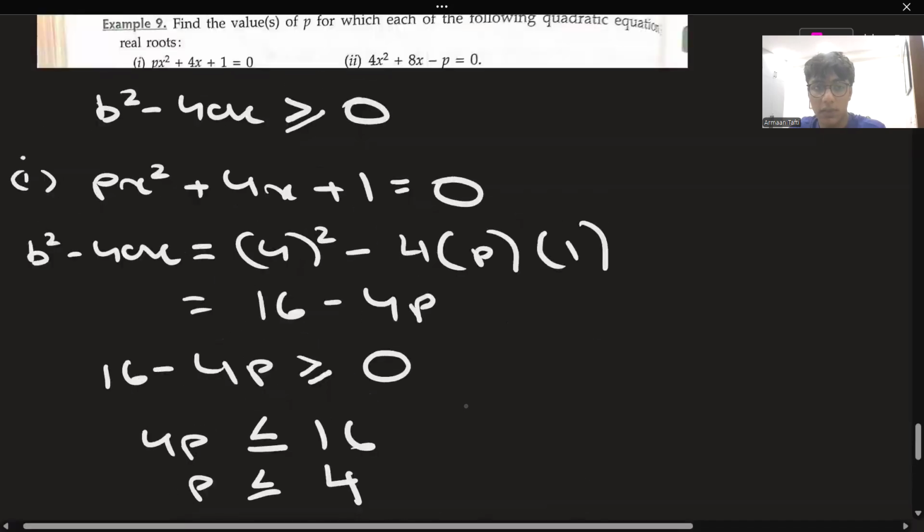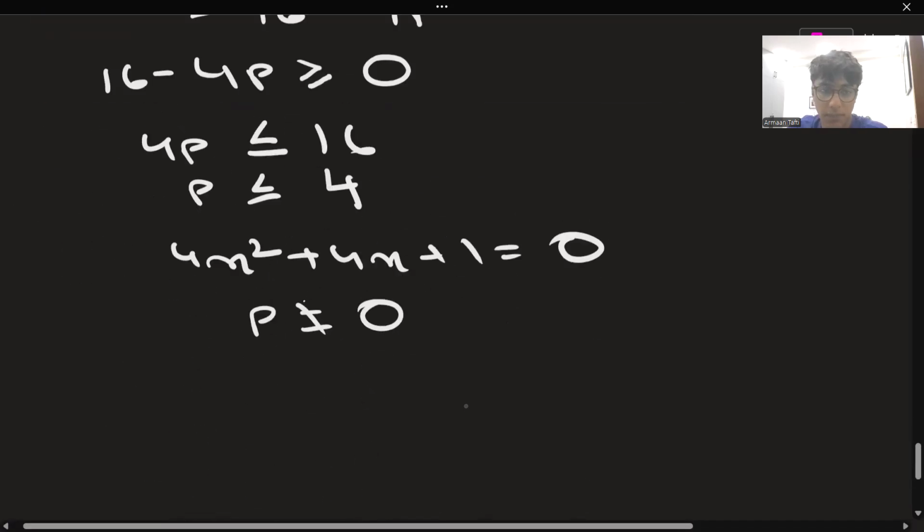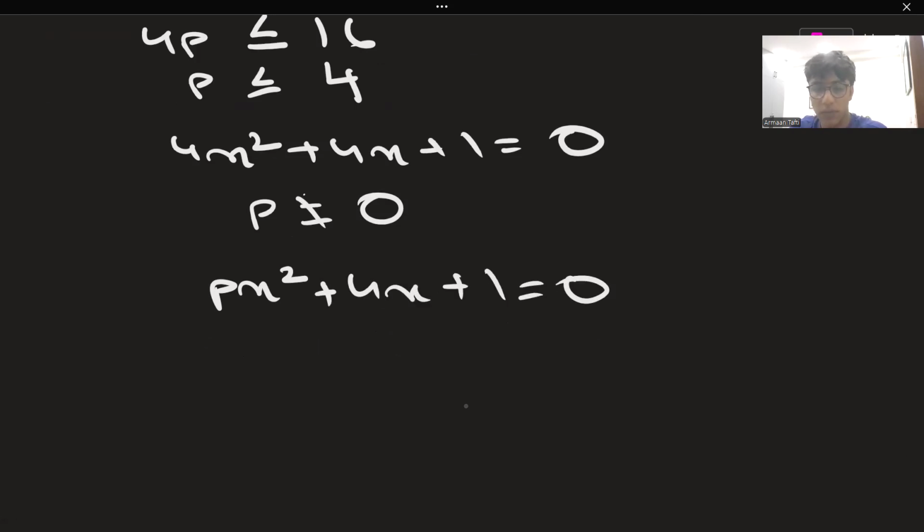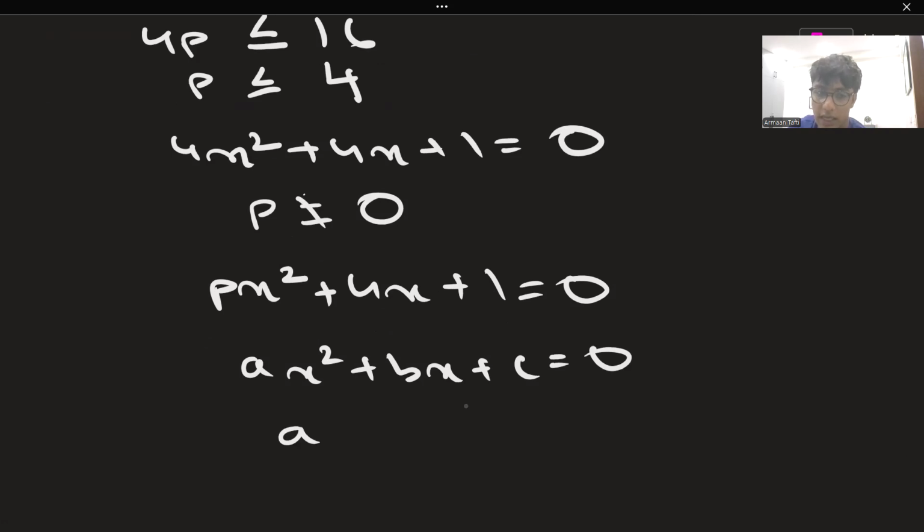Why can't it be equal to 0? Because if you look at this equation, px square plus 4x plus 1 equals to 0, if you make your p equals to 0, it's no longer a quadratic equation, right? Because I mentioned this earlier as well. For a quadratic equation, ax squared plus bx plus c equals to 0, a can never be equal to 0. Because then it becomes a linear equation and whatever we have doesn't hold. That's just one important point I thought that I'd mention.